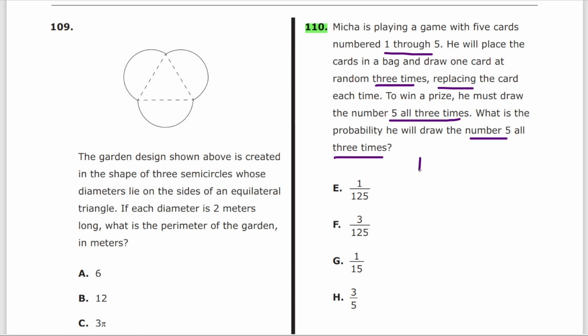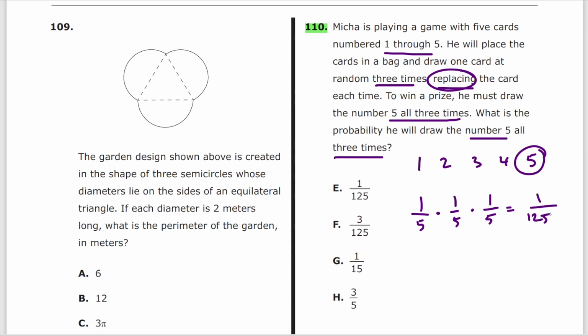So you got 5 cards. 1, 2, 3, 4, 5. What is the probability that he'll select a 5? It's 1/5. That's the first time. But he replaces it. Replacing it means once the 5 is selected, he brings it back into the bag. So the second 5 will also be 1 out of 5 probability, and the third 5 will also be 1 out of 5 probability. And you just have to multiply them out. If you learned my extended timetable, you would know that it's 1 out of 125. If you don't, you need to do 5 times 5, 25, times 5, 125. The answer is 1 out of 125, E.